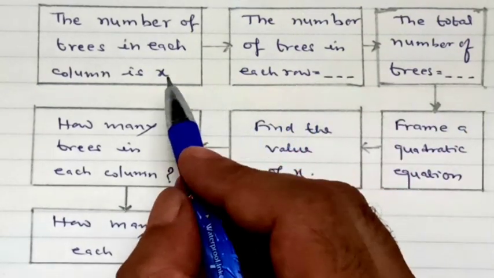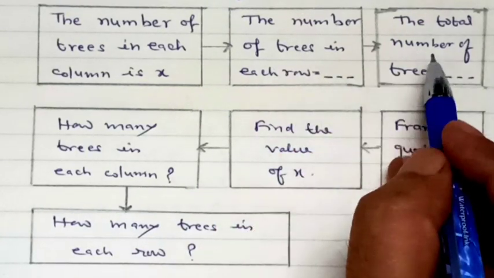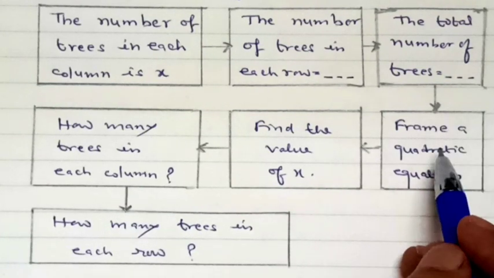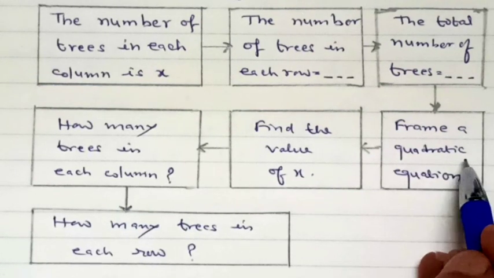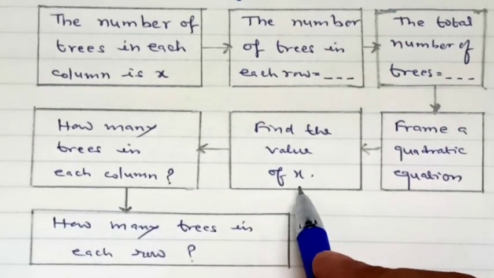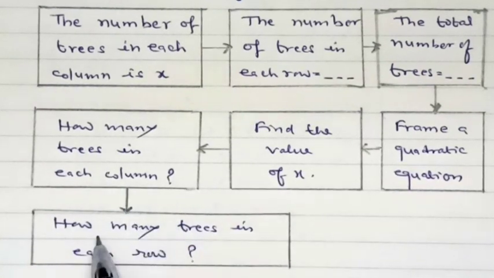You can multiply the number of trees in each column into the number of trees in each row to get the total number of trees. Now use the condition and you can find out the quadratic equation. So frame a quadratic equation. Find the value of x, that means solve the given quadratic equation. With the help of that, write the answer. How many trees in each column? How many trees in each row?